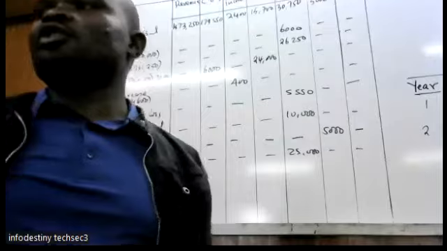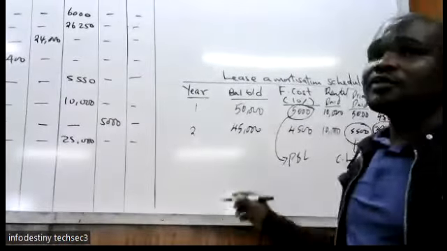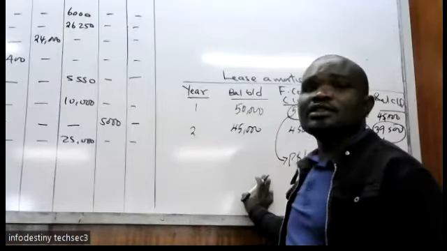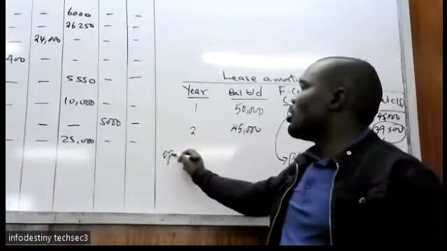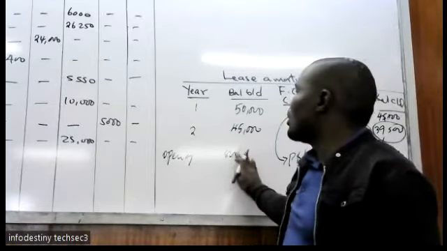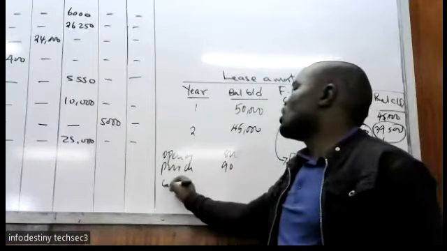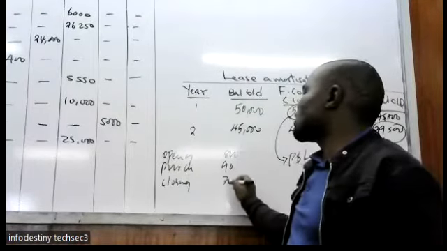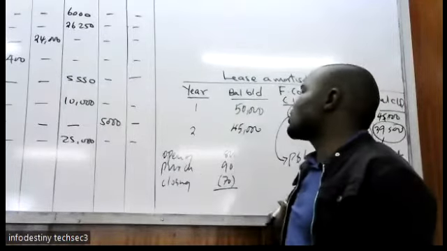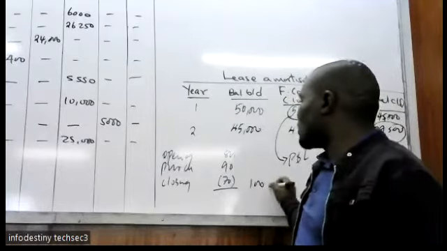So let's do this practically, to see what happens. How do you get cost of sales? Opening plus purchases minus closing. Let's assume opening inventory was 80, purchases was 90, closing was 70. Just assuming. So if that is the case, what is the cost of sales? 100. The cost of sales is 100.